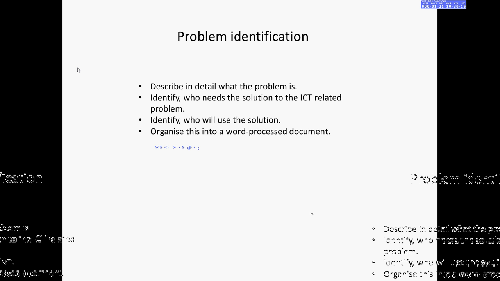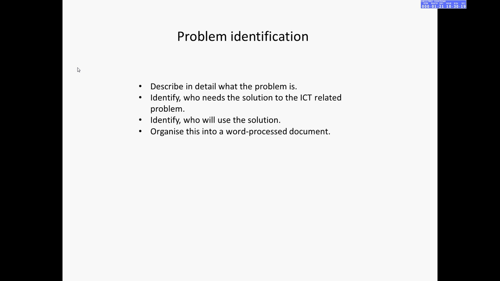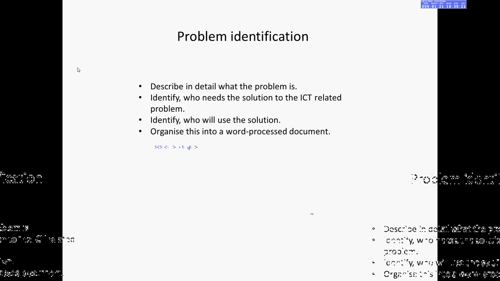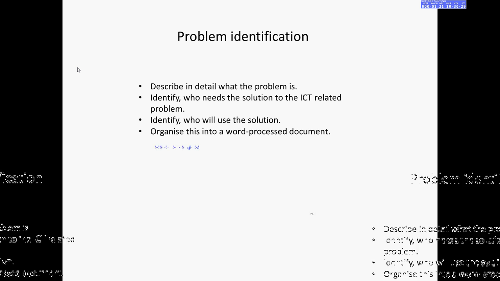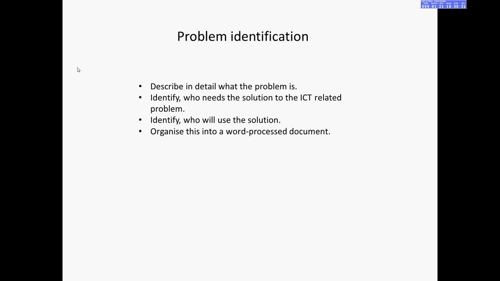This is a very common question that they'll ask: describe in detail what the problem is. Using your sample work which you're taking into the exam with you, you should be able to answer that question through the information that you've received or done. So it's a very common question, so look out for that one through past papers.